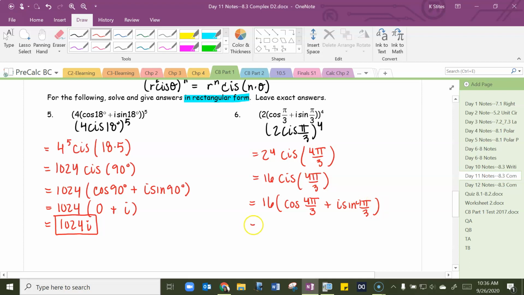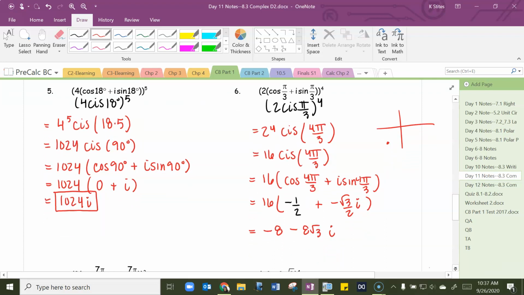And then you need to know your unit circle. So 4 pi over 3, that would be in quadrant 3. It's a little past pi. And cosine of 4 pi over 3 would be a negative 1/2. And that's because my x coordinate is negative when I'm in quadrant 3. And sine of 4 pi over 3 would also be a negative, but this time a root 3 over 2. And then finally I can distribute, and I'll get negative 8 minus 8 root 3i.